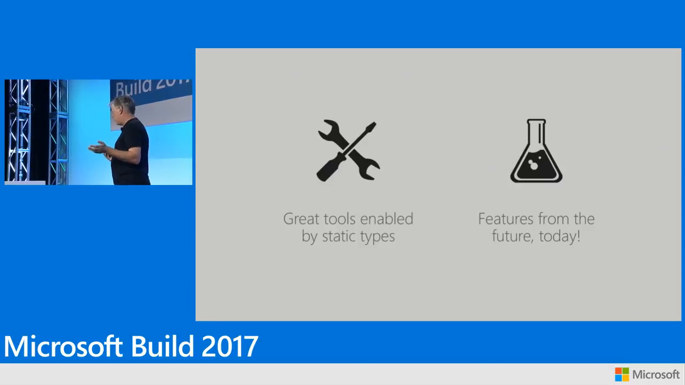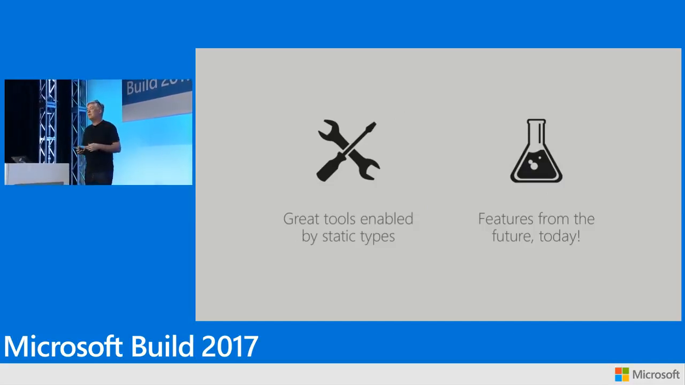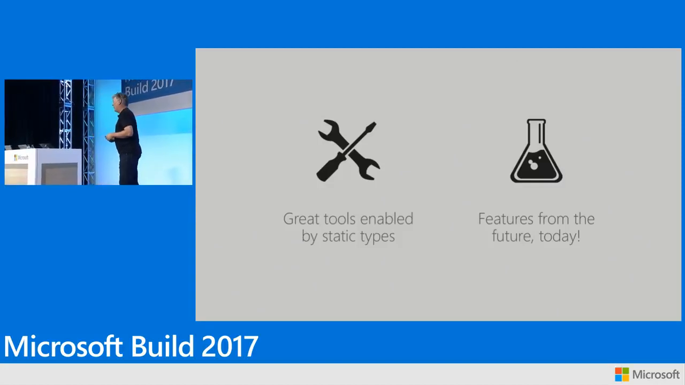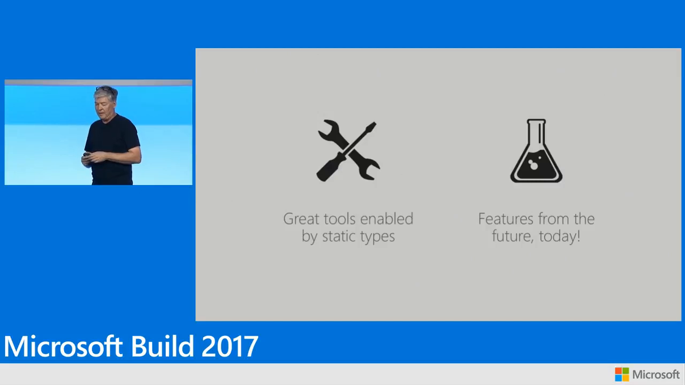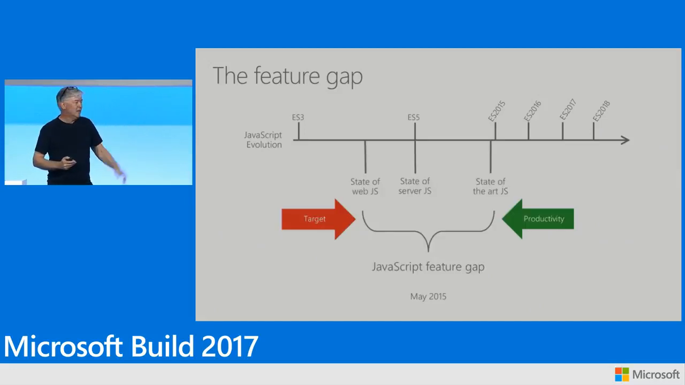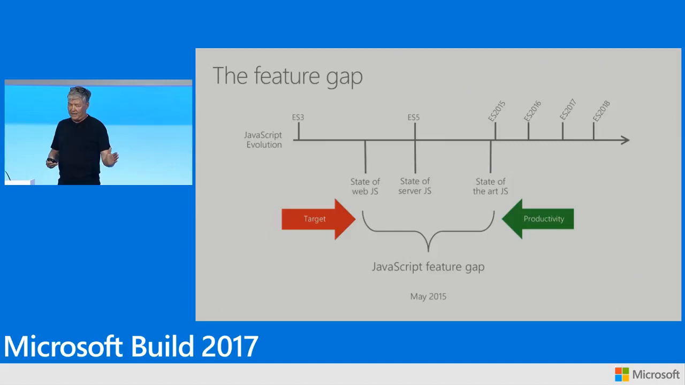One is great tools enabled by static types, and the other is the ability to use features from the future today, which basically boils down to a capability called transpilation. Let me try to motivate that a little. In JavaScript, let's say you go back two years to May of 2015, this was the state of JavaScript back then. ECMAScript 2015 was just about to be ratified, yet on the server, Node.js has only just made it to ES5, and most browsers didn't even support ES5 yet.